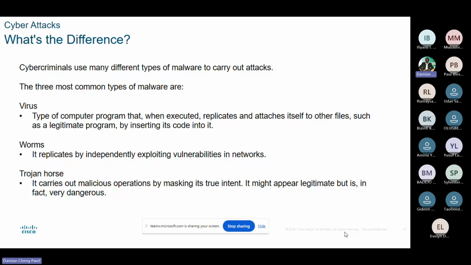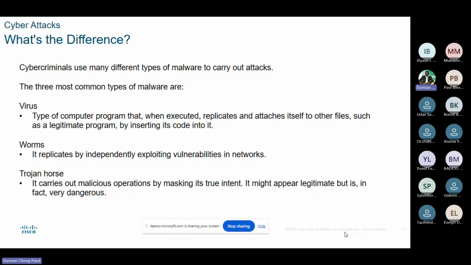So they have a purpose, they have a target. That's the virus. Whoever produced it or created it has a purpose. They have a target. So worms replicate by independently exploiting vulnerabilities in the network. Once your network is vulnerable, just like I said, when we're looking at external attack and internal attack.